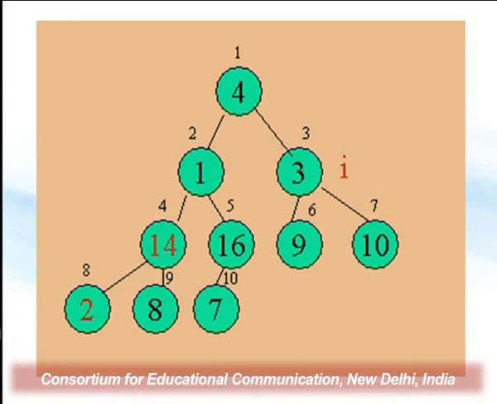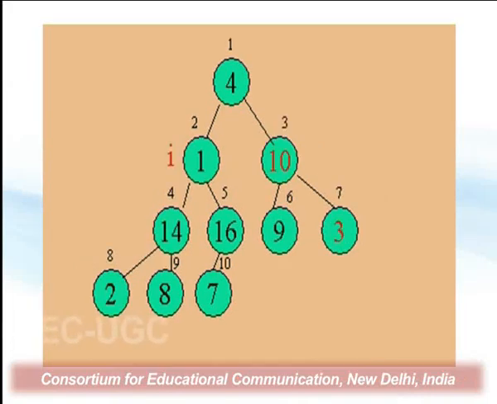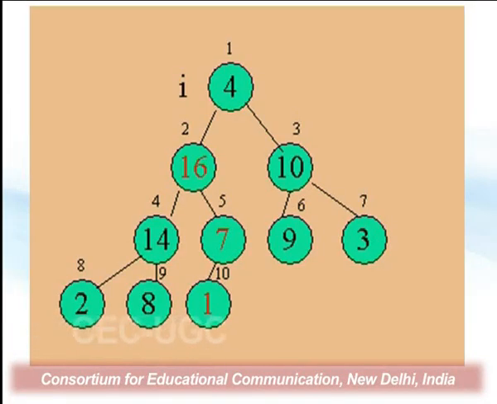So, this step is completed in 2 iterations. This is done the way it is shown on the figure. So, 16, then 7 and then 1.